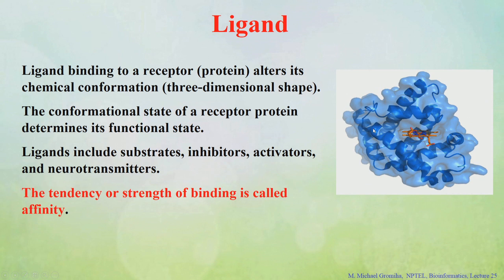Then how strong, or what is the tendency of this specific ligand to interact with the protein, that tendency or the strength is called the affinity. So, we see the affinity of a ligand. What is the meaning of the affinity of a ligand?